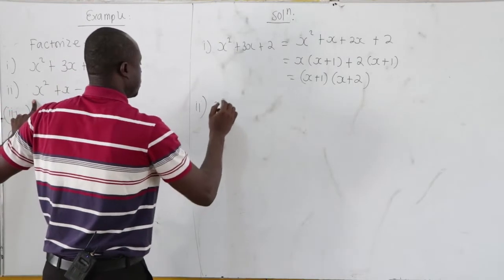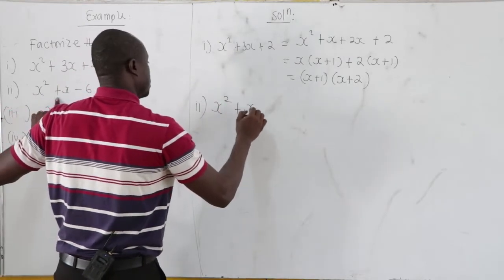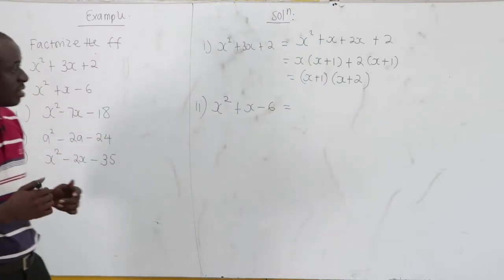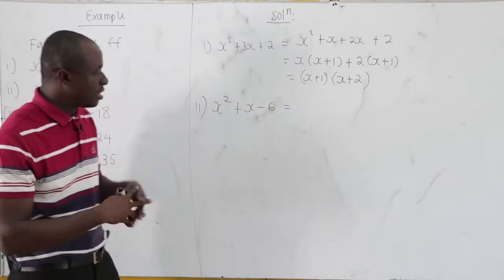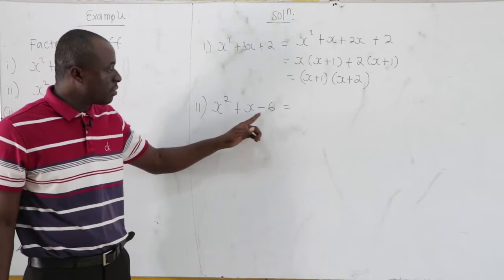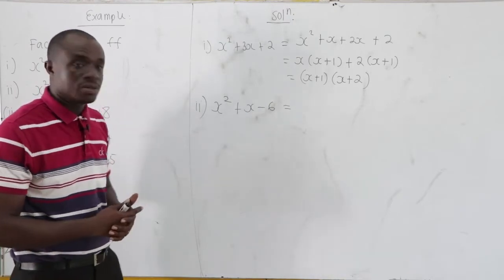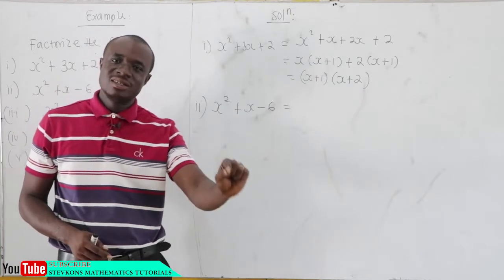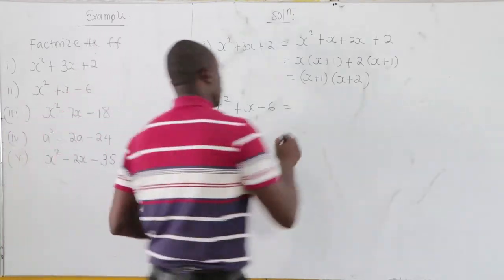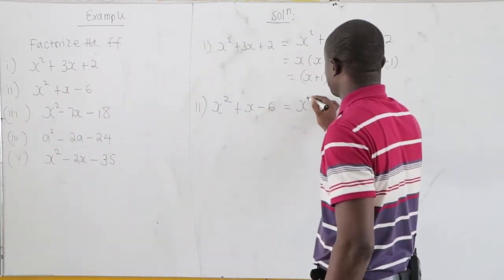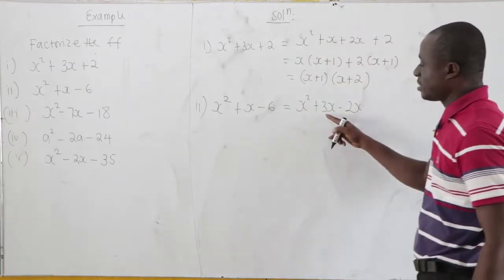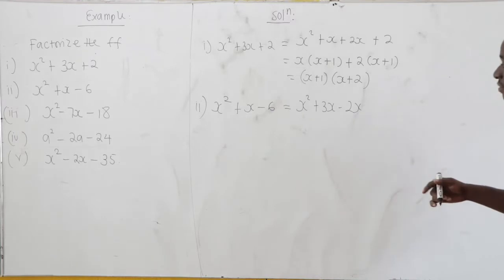We have x squared plus x minus 6. Here, two numbers, when you multiply, we are going to get negative 6, but when you add, we are going to get 1. That will be positive 3 and negative 2. So over here, that will be what? x squared plus 3x minus 2x, because the factors are 3 and negative 2.